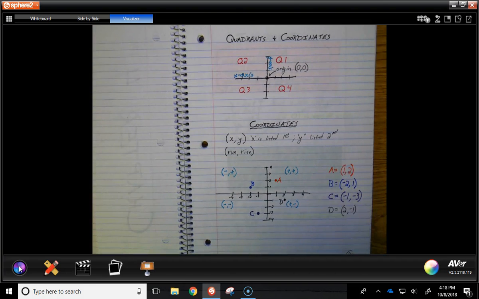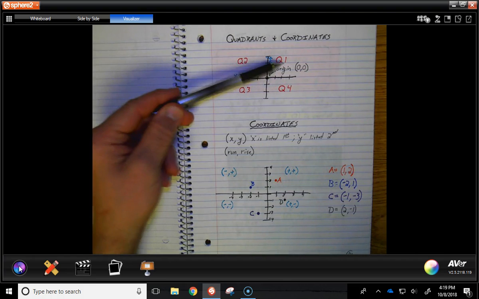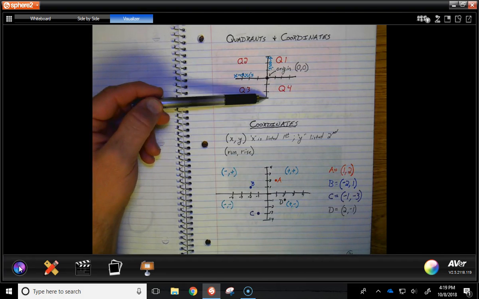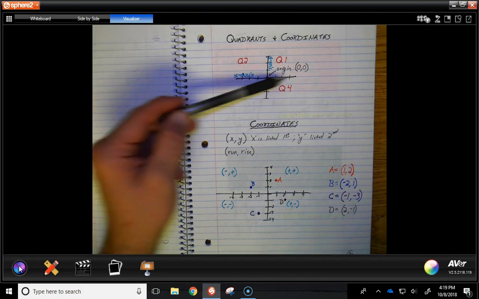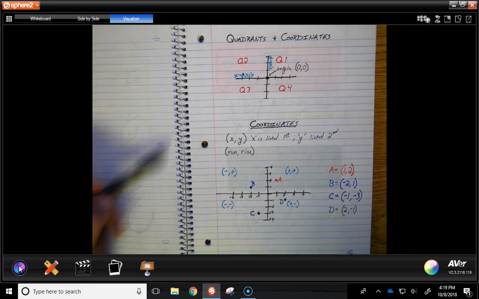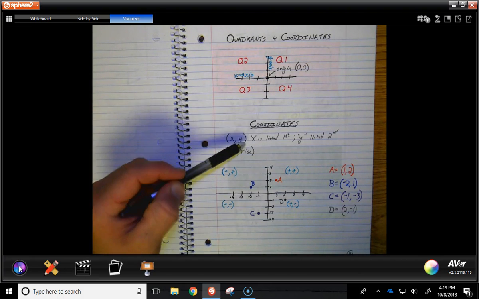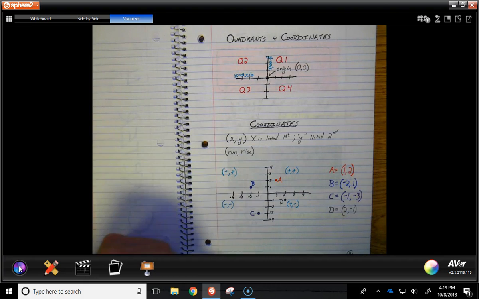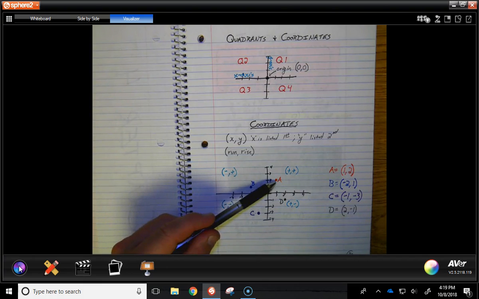The important information for quadrants and coordinates. Remember quadrants 1, 2, 3, 4. This is our y-axis, our x-axis, and our origin is at 0, 0. Coordinates are listed x first, then y. So it's like the run, then the rise. If I looked for A, I would have said 1, 2.